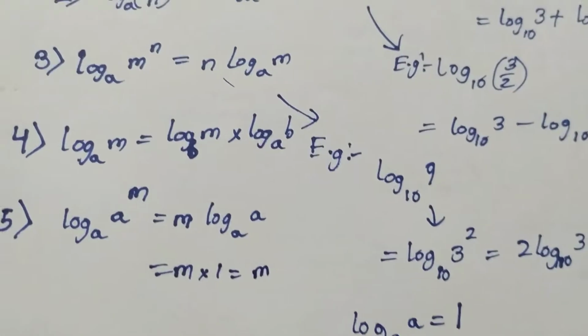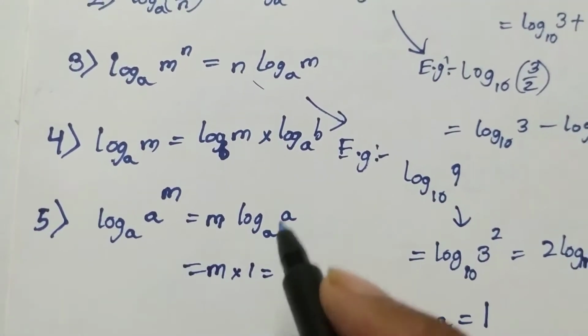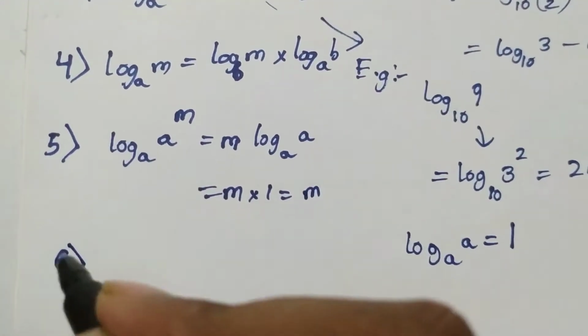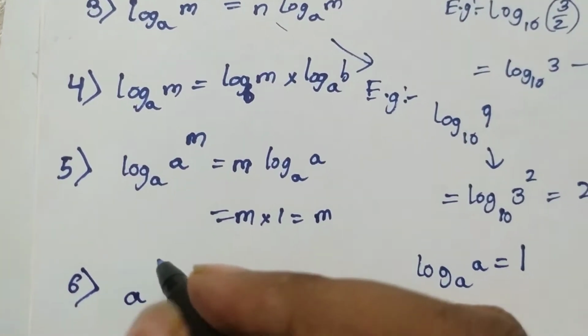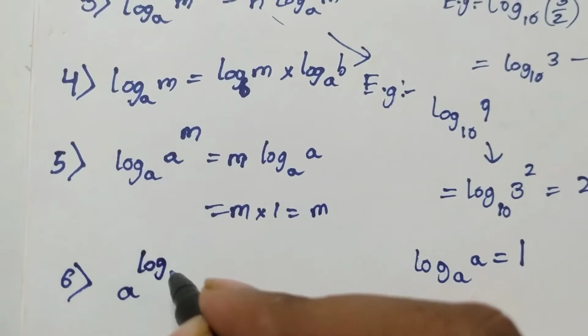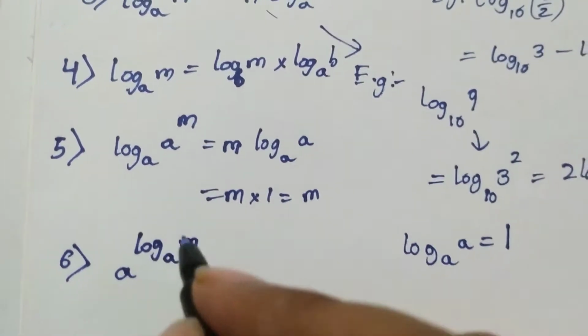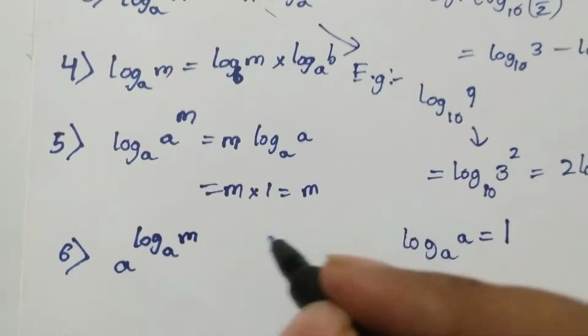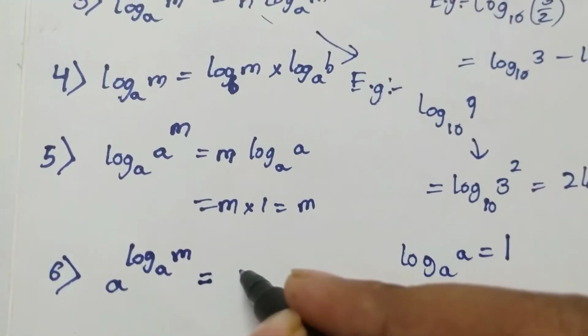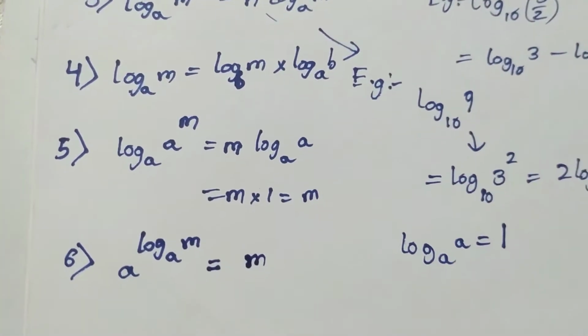We will have m, this equal to m. Number 6, which is another very important result. This will be one of the most important results. It is a to the power log m base a. A to the power log m base a is equal to m.